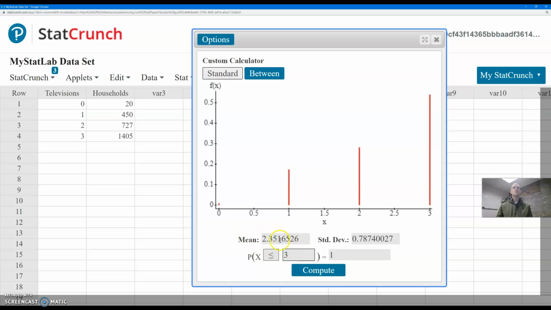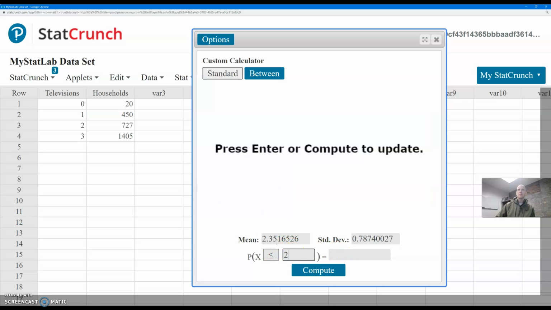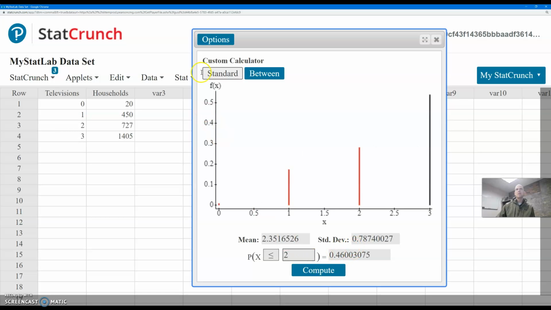So the average, a typical house would have somewhere between 2 and 3 TVs, right? And then a typical deviation would be pretty close to 1 television above or below the average. And then you can also do probabilities. So the probability that somebody has less than 2, or between 1 and 2, you can calculate probabilities from the discrete probability distribution.